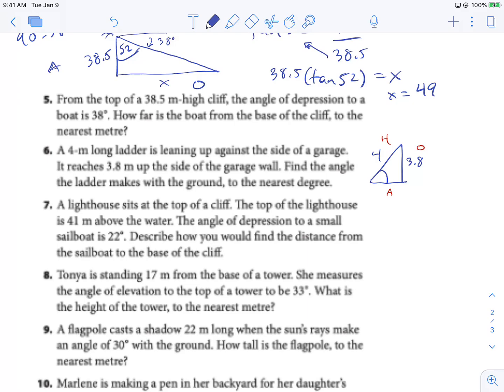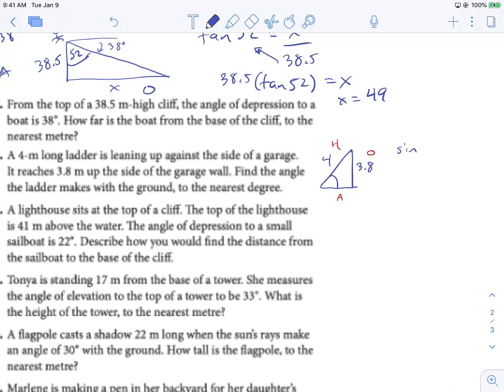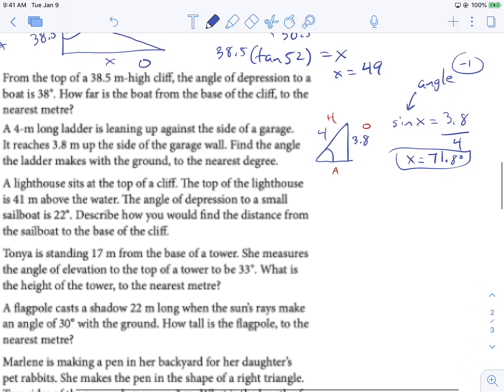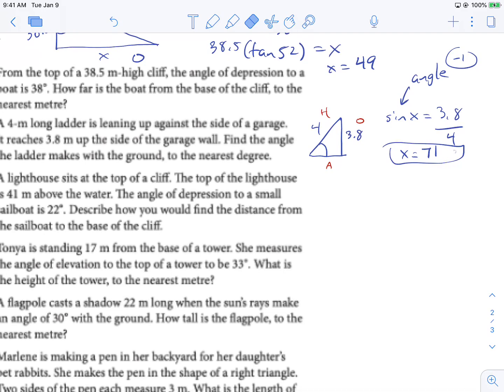The OH is used by sine, opposite over hypotenuse. So sine of our angle, which we do not know, is opposite, which is 3.8, divided by hypotenuse, which is 4. So when we do the math on this, we can put this right in our calculator, but remember, it's an angle. We need to use sine -1, okay? So we're going to take shift sine -1, 3.8 divided by 4. We get an angle of x of 71.8 degrees. Excellent. It says to the nearest degree, so I should go back and fix that, and we'll change that to 72 because we need to round.